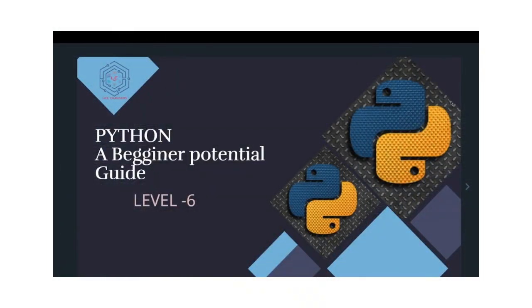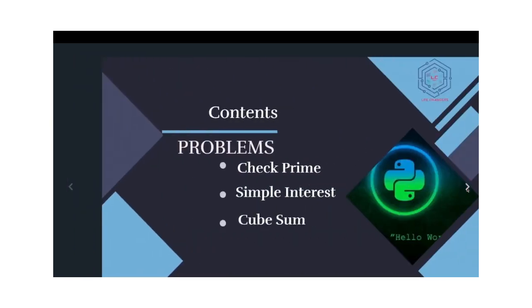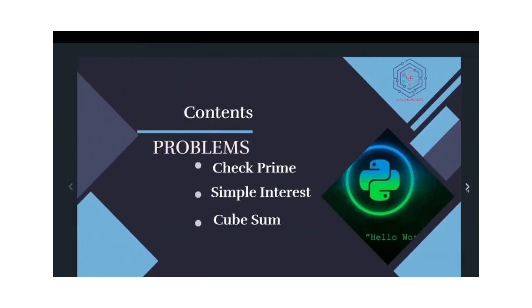Welcome learners to the Level 6 Python tutorial. Here we will see the basic concepts with some problems. This type of problem is very basic. So let's start with a basic problem to make it interesting. First of all, we see how to check whether a number is prime or not. Then we jump into the next topic, simple interest. Then the cubic sum.